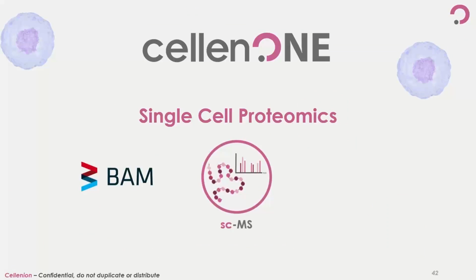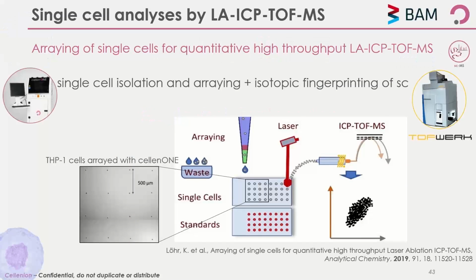The CellenONE can also be used for single-cell proteomics, but quite differently. So this is a work that has been done at the BAM Institute in Berlin. And in that case, the single cell was analyzed by laser ablation induced coupled plasma time-of-flight mass spectrometry. And the cells were arrayed using the CellenONE. And then the LA-ICP TOF-MS was used to look at isotopic fingerprinting of single cell.